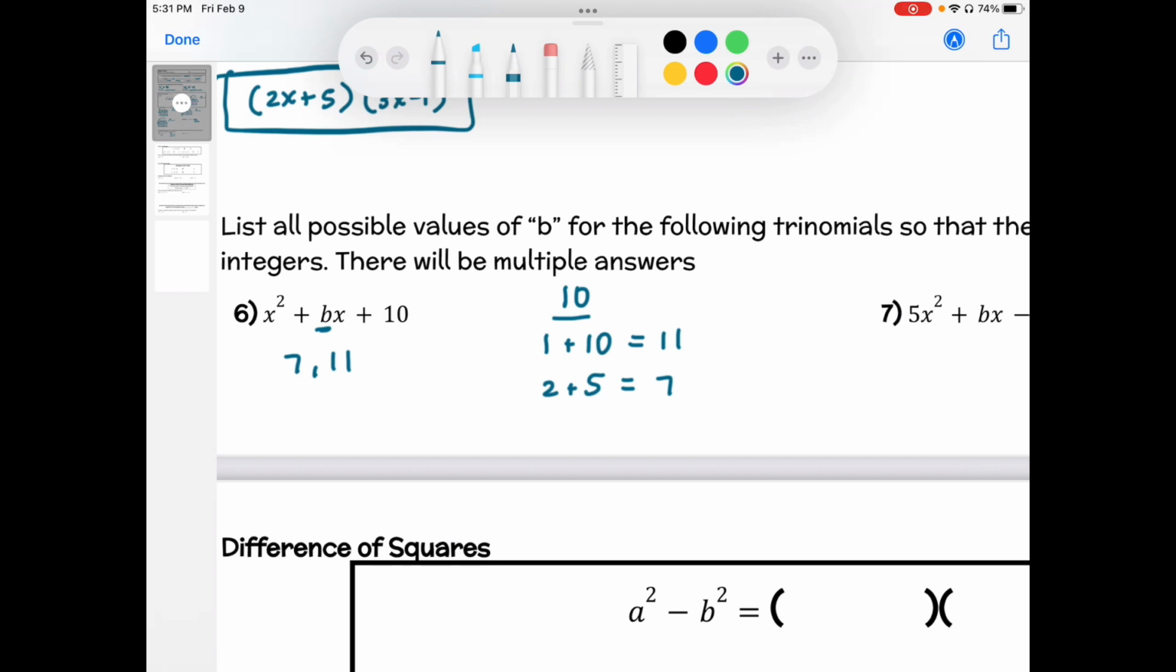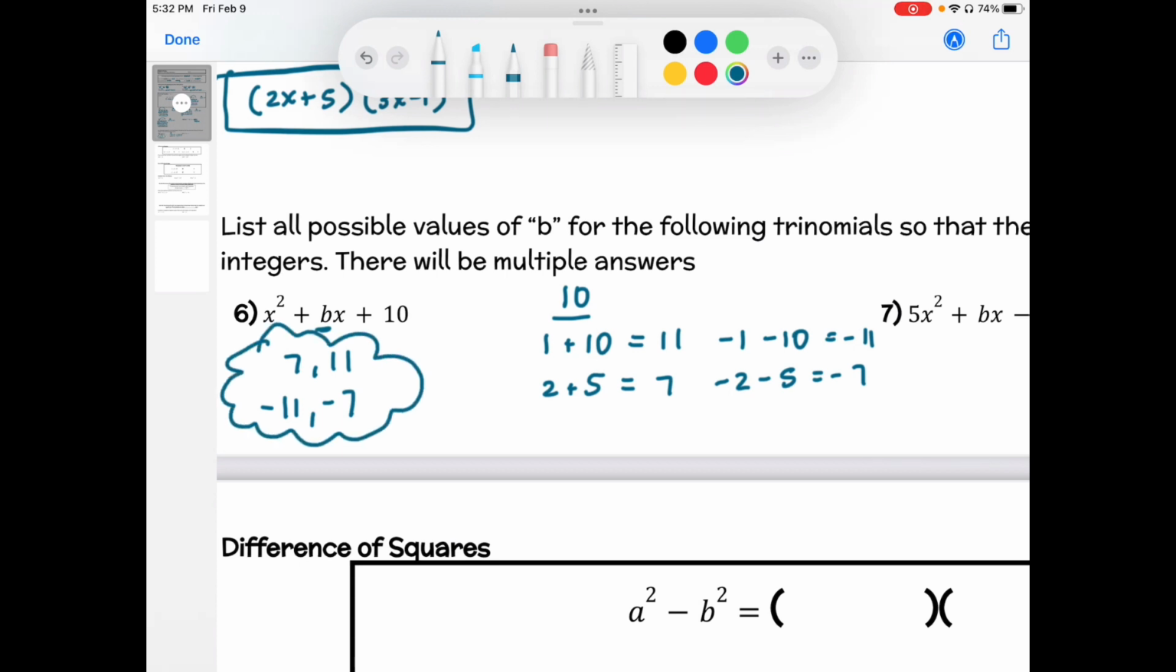We can also think about it as if both of them were negative. So if we made them both negative, so negative 1 and negative 10, negative 2 and negative 5, then negative 11 and negative 7 would also work. So these are your 4 options that would work for b.